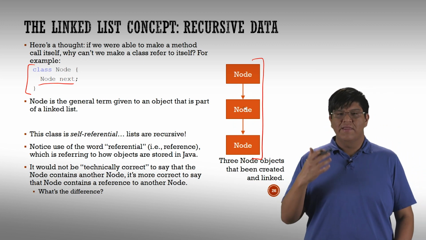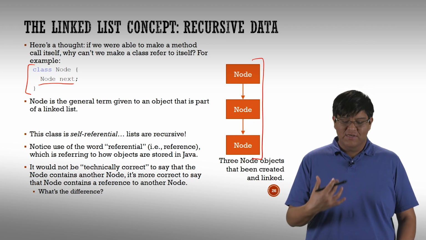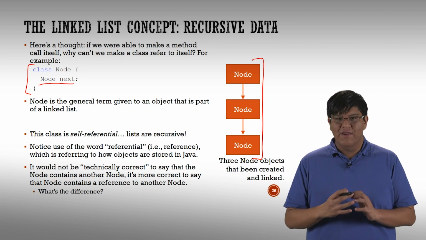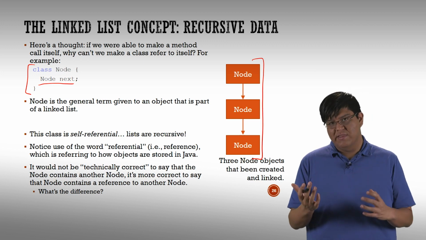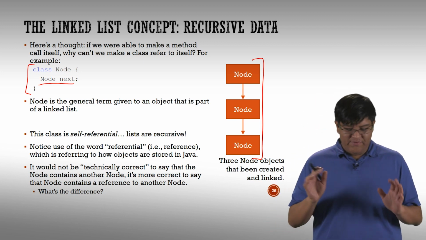The nodes are self-referential, right, and they're linked to other ones, right? As a whole, when I put them together and I link them one after another, that forms a linked list, right? Sometimes we'll just say list. All right, so the whole thing's recursive.